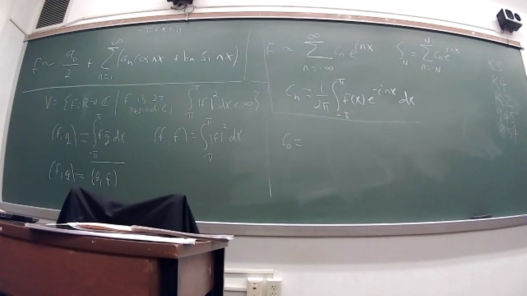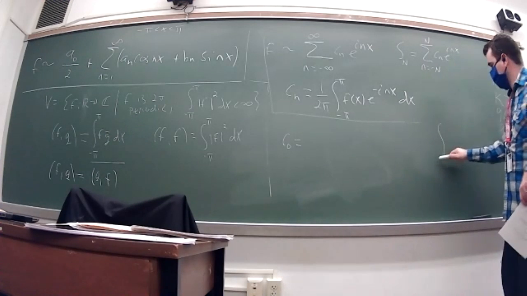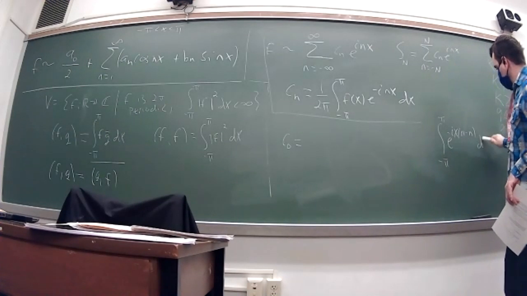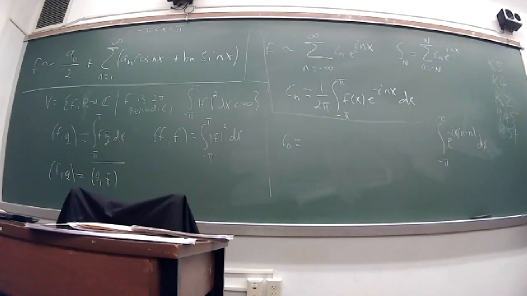Where did 2 pi come from? It came from this. If it's not orthonormal, if it's just orthogonal, it tells you the constant.